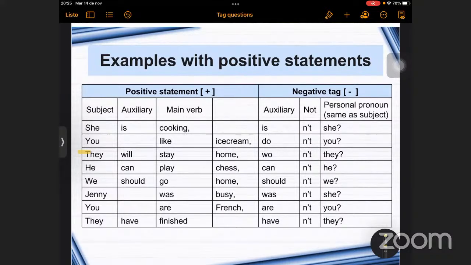It is will. Will, that's right. So with will, we have a positive statement. In that question, make it negative. They will stay home, won't they?